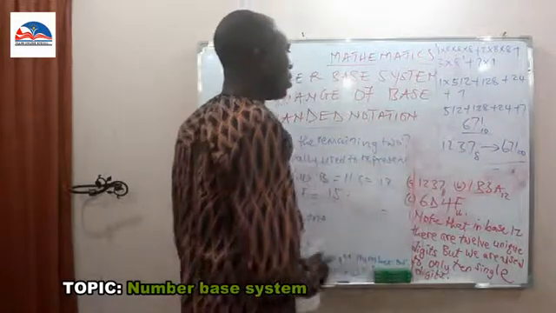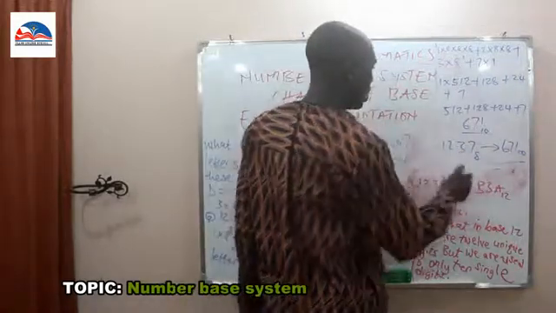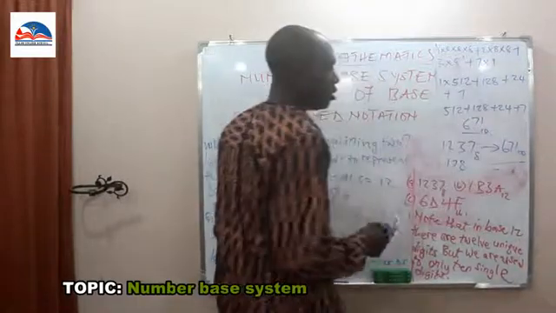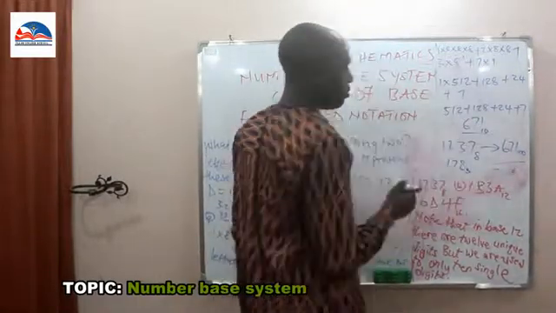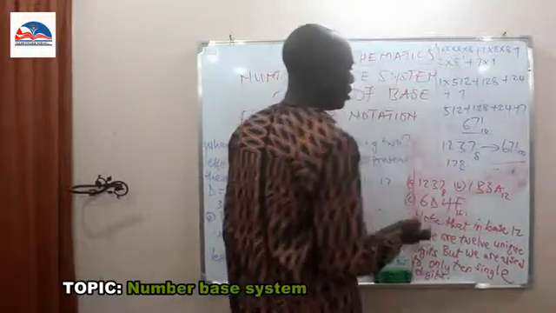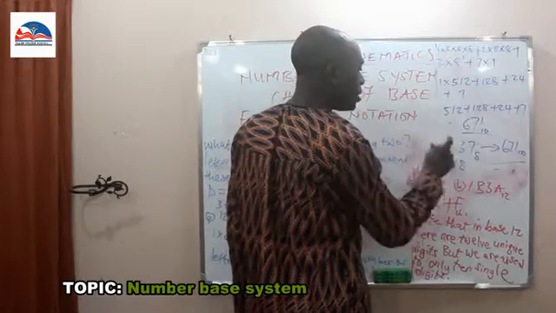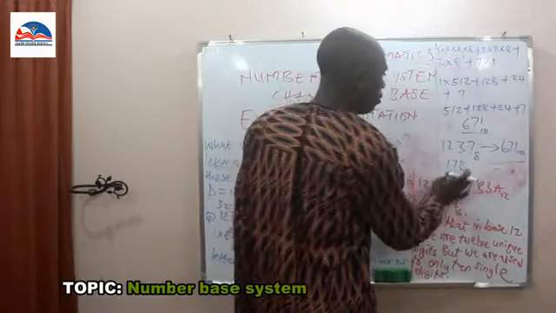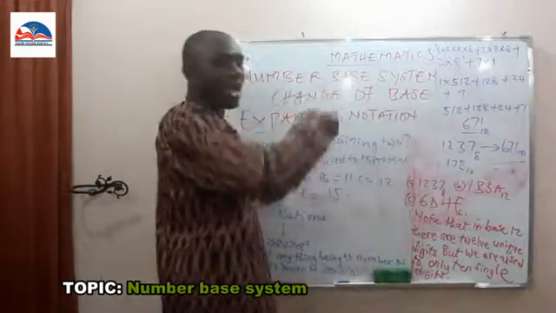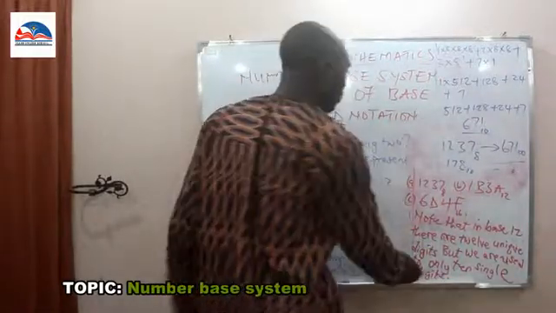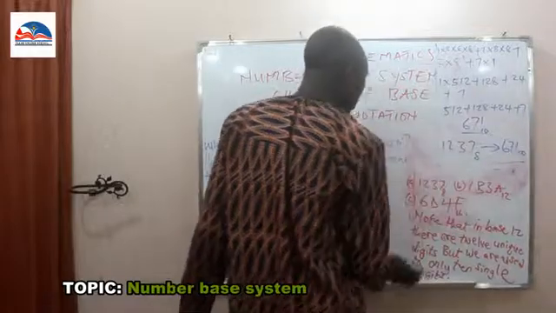So if, for instance, we have a number like 178, this number can never be in base 5. It can never be in base 6. It can never be in base 7. It can never even be in base 8. So the only base it can be is base 9 or base 10. So the base must be higher than the digits of the number in question. Please take note of that anytime you are operating a number-base system.